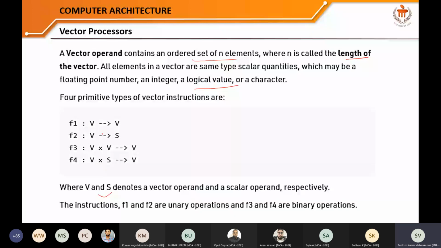Now the instructions F1, F2 are unary because they require a single operand. And the second one is binary because it requires two operands. I hope you have heard about this also, that you may have unary, binary. If we have three, it may be ternary and so forth. Let us try to explore what is the meaning of this functionality. What is the meaning of V to V and how come V to S?